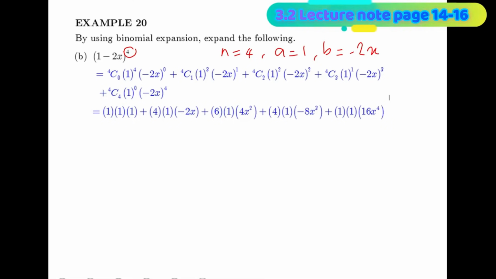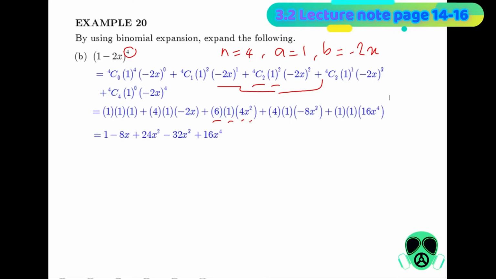Carefully calculate means, for example, I take the third term here. We have 4C2 equals 6, 1 squared equals 1, and for the term in the bracket, we expand minus 2 to the power 2, which is 4, and then x to the power 2, which is x squared. Now calculating each coefficient carefully again, we get 1 minus 8x plus 24x squared minus 32x cubed plus 16x to the power 4.